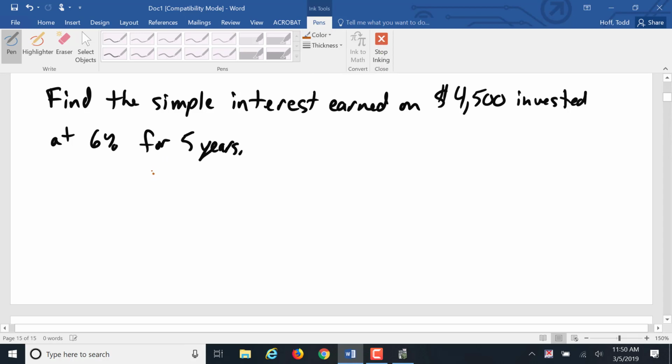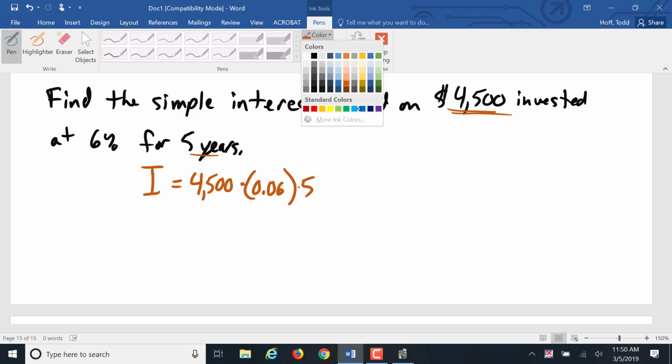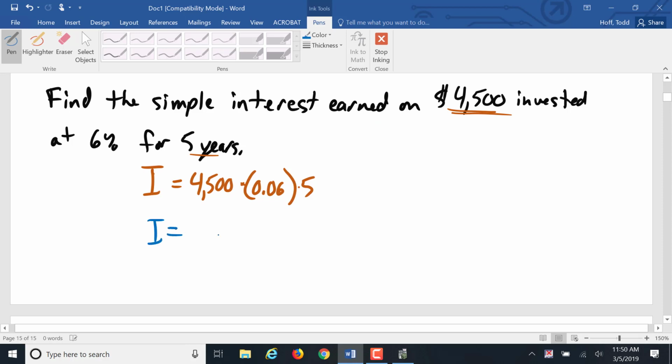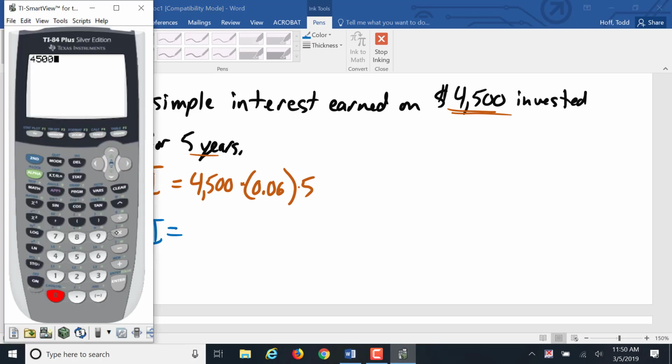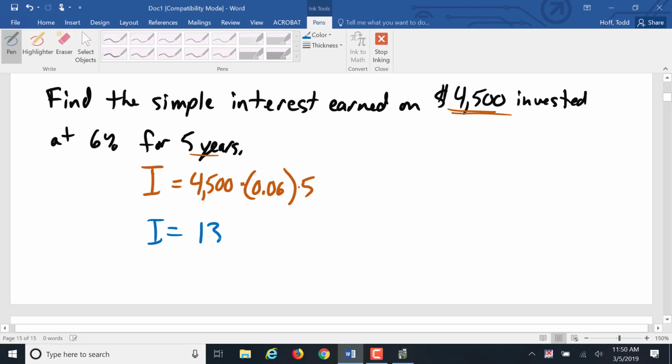So here we're looking for the interest, I. Our principal is the $4,500. I tend to always put the rate in parentheses. 6% is the rate. We turn that into a decimal, so the rate is 0.06. And then our time of 5 years, so times 5. We're just going to multiply those up to get the amount of interest. 4,500 times 0.06 times 5, we get $1,350 in interest.